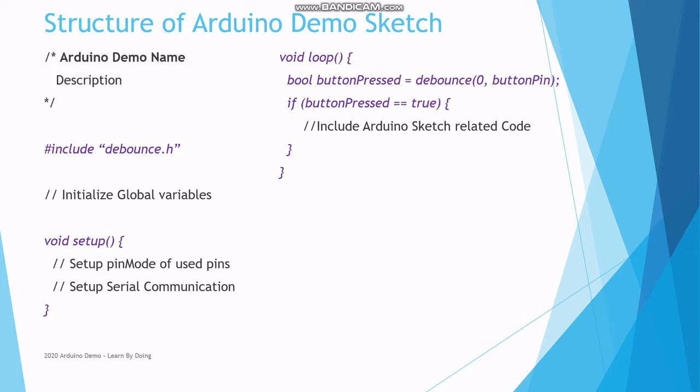Some initialized global variables which are related to the digital I/O pins I'm using in my sketch. Then there will be a void setup function which will set up the pin mode of the used pins and set up the serial communication. The loop block will have two lines which are related to the push button debounce function and calling it, and then executing the Arduino sketch related code if the push button is truly pressed.